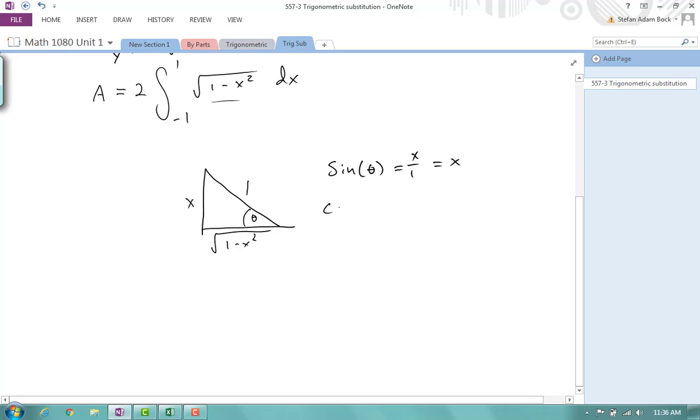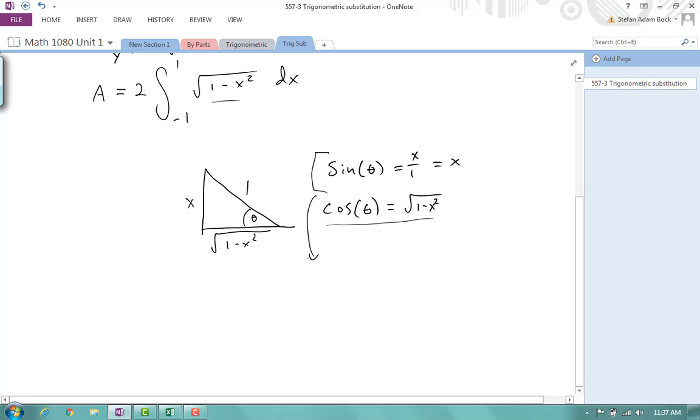If I find cosine of theta, well, that's adjacent over hypotenuse, which is equal to the square root of 1 minus x squared. And I could actually fill out all of the trig functions using this triangle and this angle theta. But what I'm most interested in right now is that cosine of theta is equal to the function inside of my integral. But before I can do any substitutions, I first need to find out what the dx is going to be equal to. And I find that from my first equation up here.